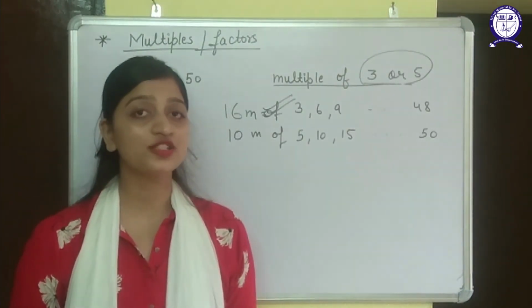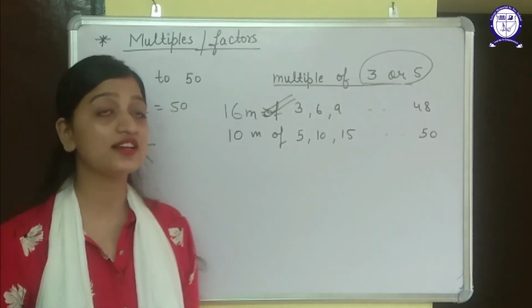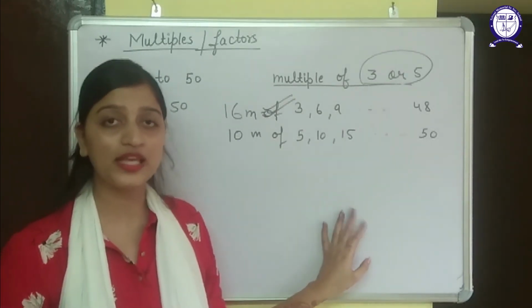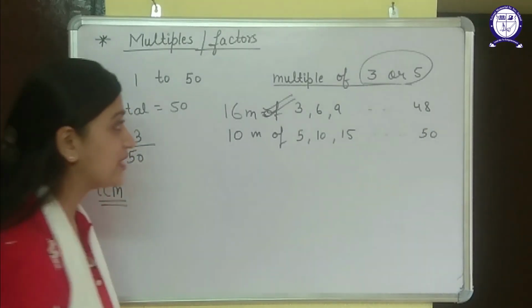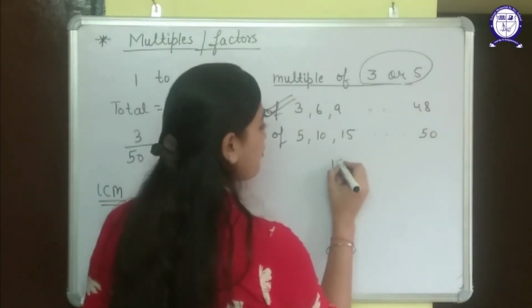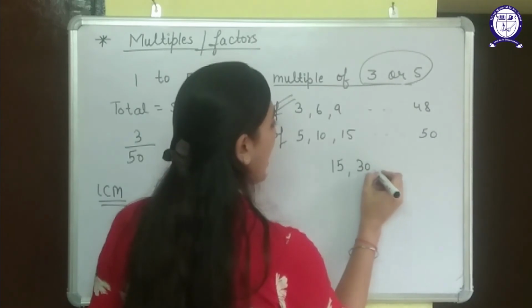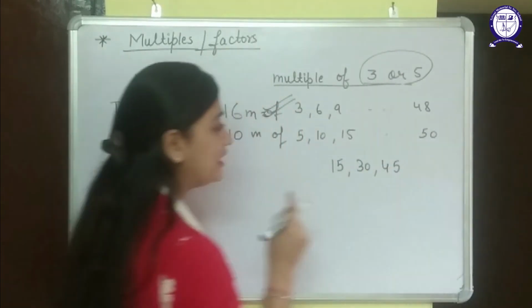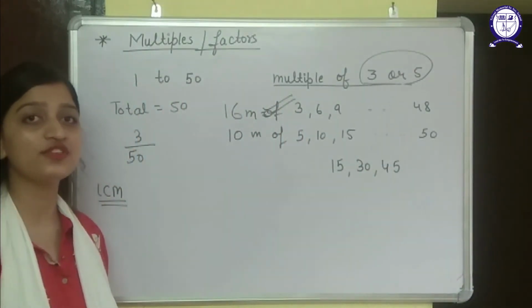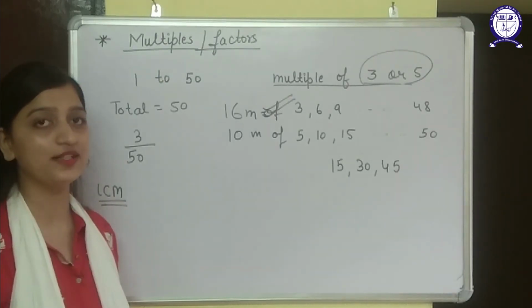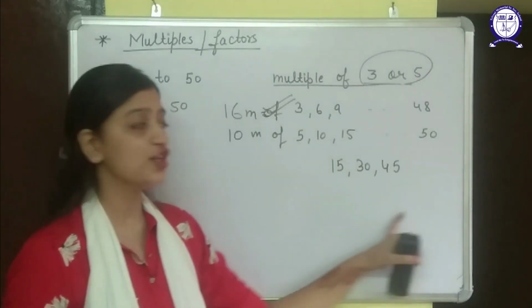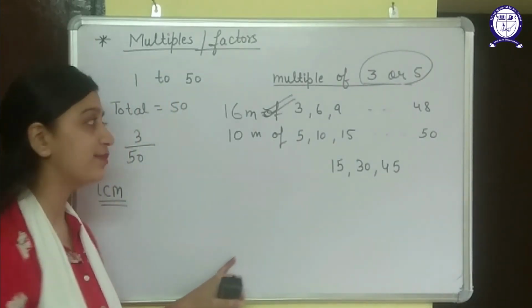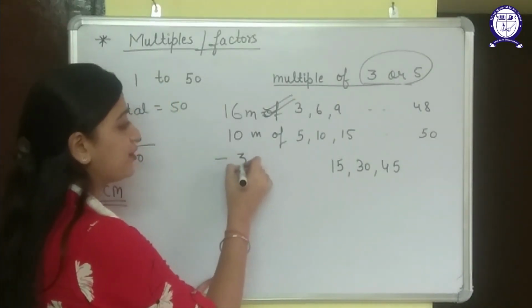There are some numbers which are taken twice. There is a problem of double counting in these questions. Which numbers are counted twice? You can see that there will be 15, 30 and 45. These three numbers are the numbers which come in both the tables. So that means they are counted twice. So I need to subtract these numbers.